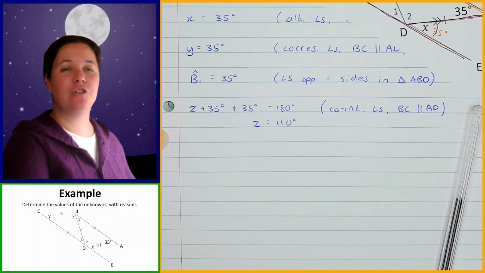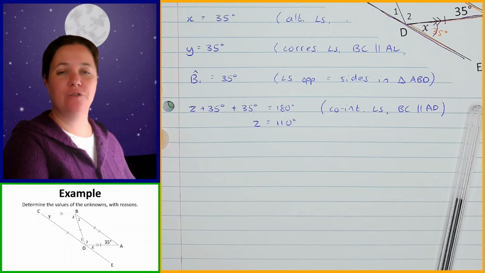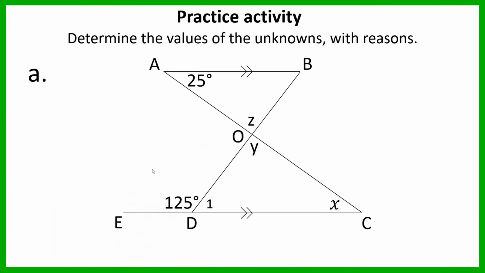Okay, now you're going to do some for yourself. Here's the first one you're going to do. For question A, you've been told that AB is parallel to CE. You've been told that angle A is 25 degrees. Angle EDO is 125 degrees. And you need to work out X, Y, and Z. I'm going to give you 2 minutes for this question.